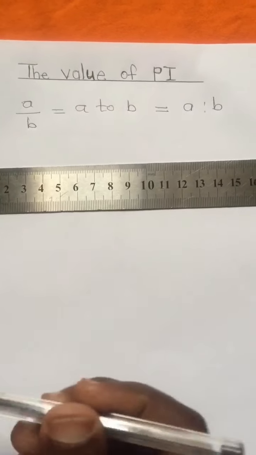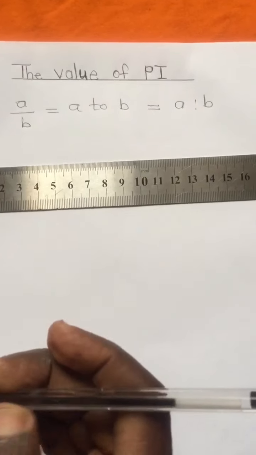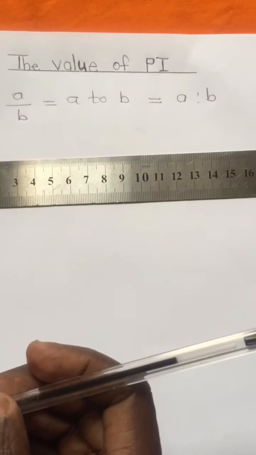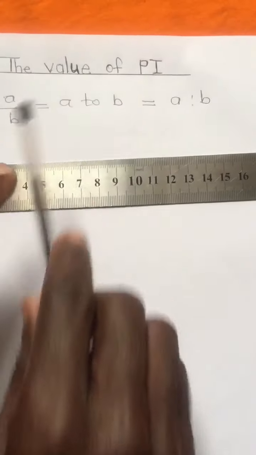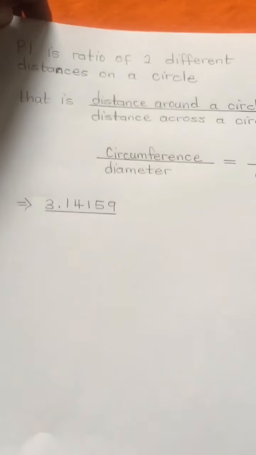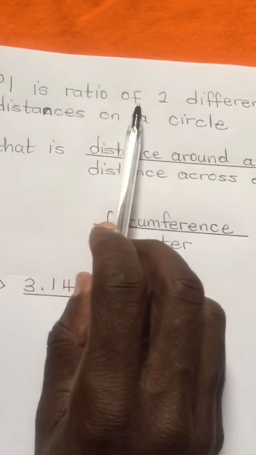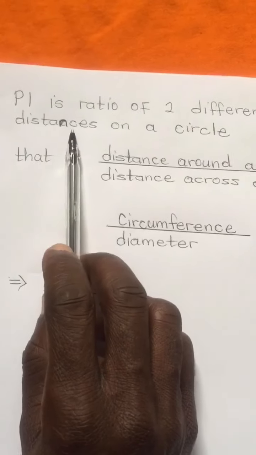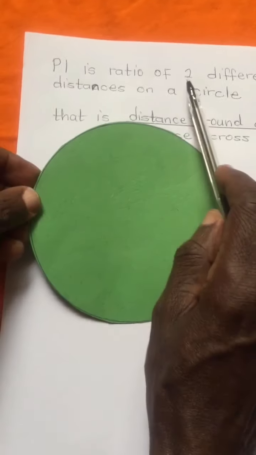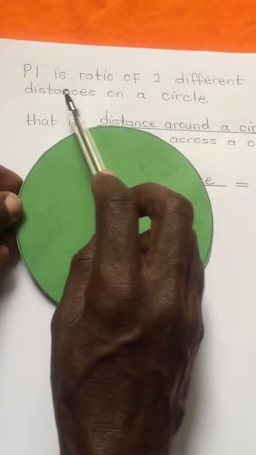And the other thing that we need to know is that with the pi, this ratio has two different distances around the circle. So the value of pi, we are talking about this circle. We could say pi is a ratio of two different distances on a circle. You have this circle, so we are talking about two different distances.